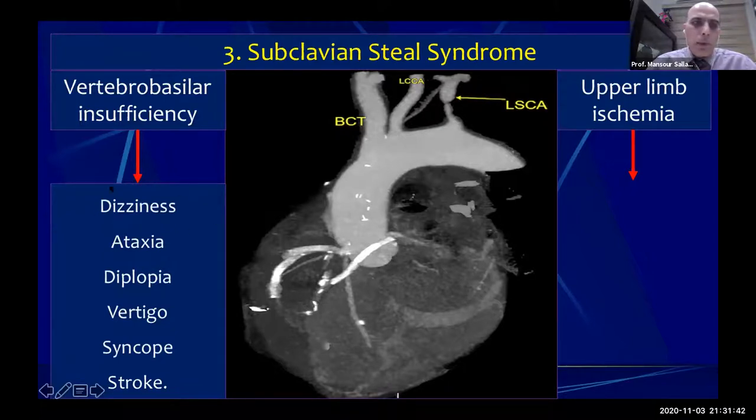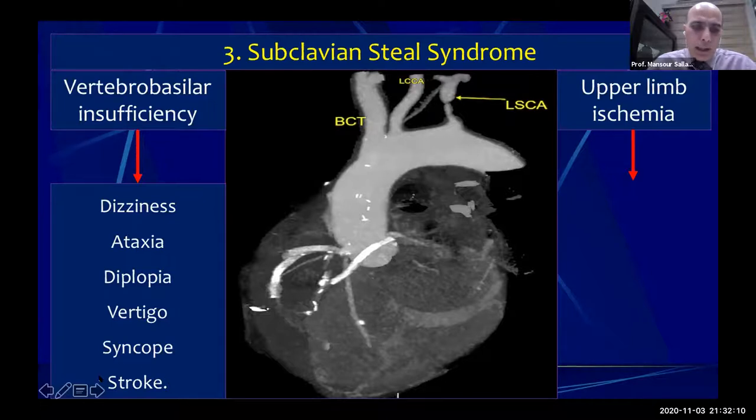I can remember so many patients predisposed for subclavian artery disease, and I referred those patients to ENT colleagues because of dizziness, because I anticipated vestibular causes. But starting from today, any patient who presents with or is predisposed for subclavian artery obstruction, definitely I will screen for left subclavian artery. So dizziness is the commonest cause of vertebrobasilar insufficiency, together with ataxia, diplopia, vertigo, syncope.